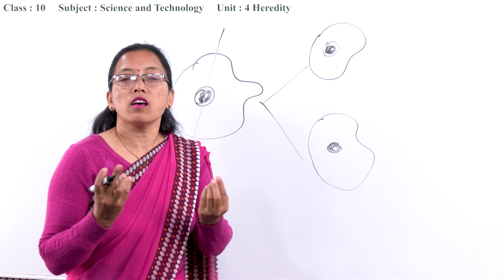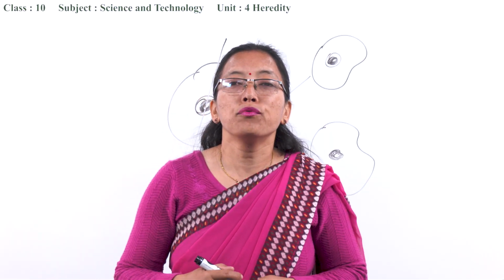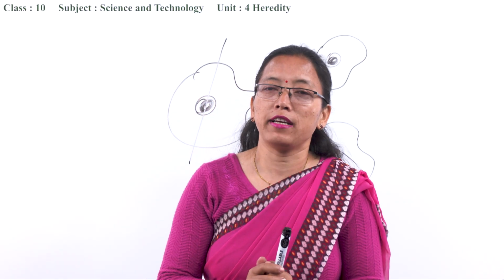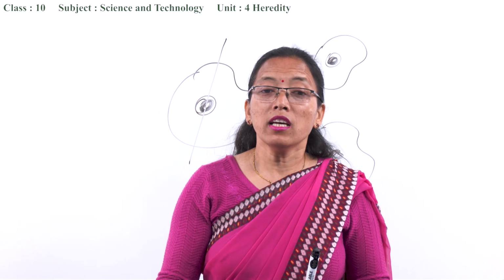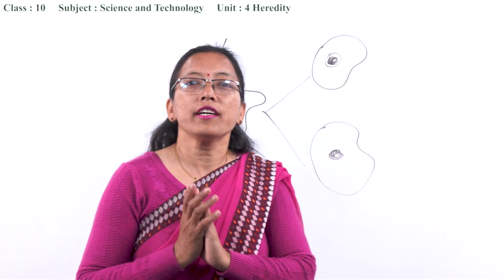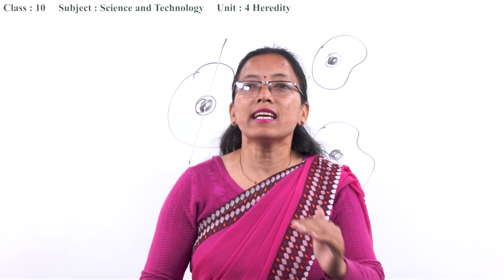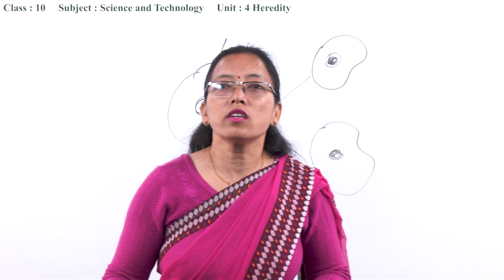You know what asexual and sexual reproduction are. Asexual reproduction means without fusion of male and female gametes, and sexual means fusion of male and female gametes. In both cases, whether asexual or sexual reproduction, cell division is essential. Without cell division, reproduction doesn't take place.